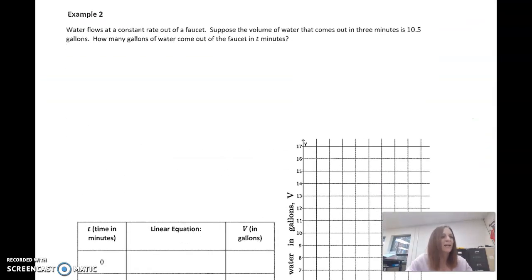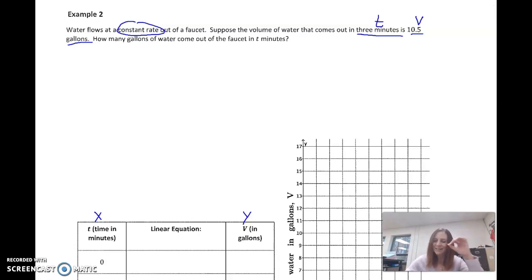Water flows at a constant rate. So again, there's that constant rate. We're thinking proportional relationship. In this case, we're talking about the volume of water that comes out in 3 minutes. So there's my time, is 10.5 gallons. You can see here we have T for time, and they're going to use V for gallons. I don't know why V, but that's what they're using.